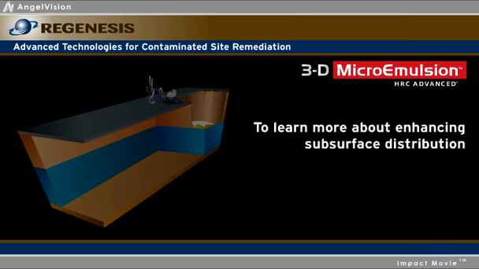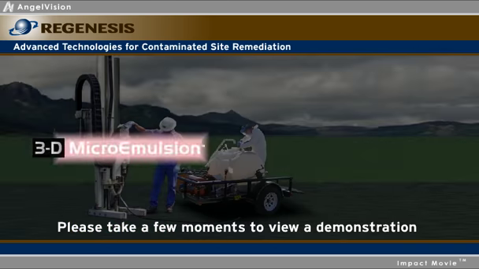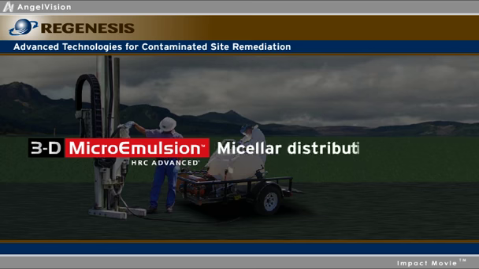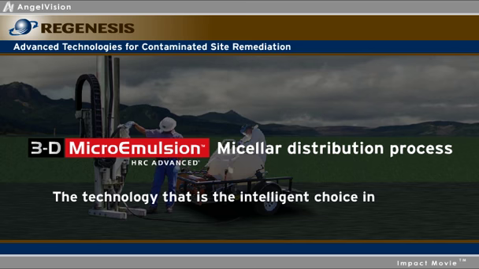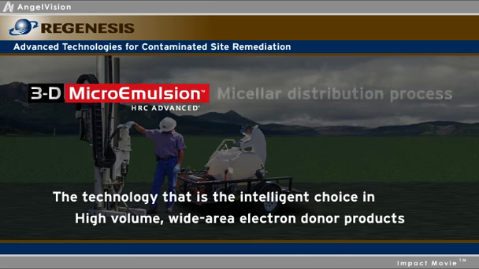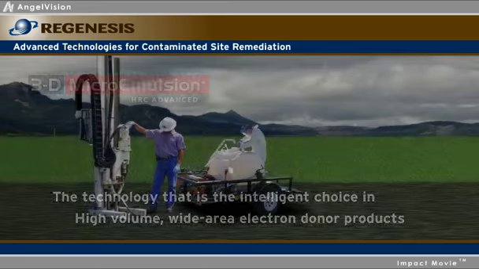To learn more about how 3D microemulsion enhances subsurface distribution, please take a few moments to view a demonstration of the micellar distribution process, the technology that makes 3D microemulsion the intelligent choice in high-volume, wide-area electron donor products.